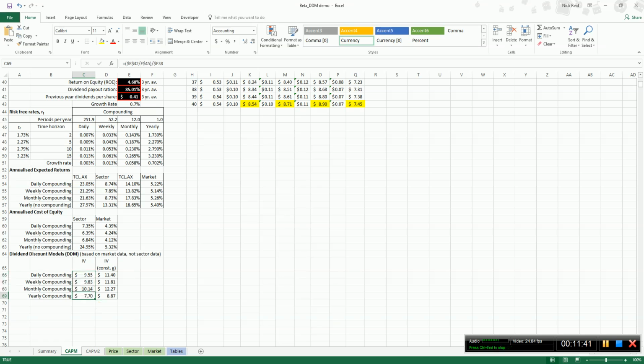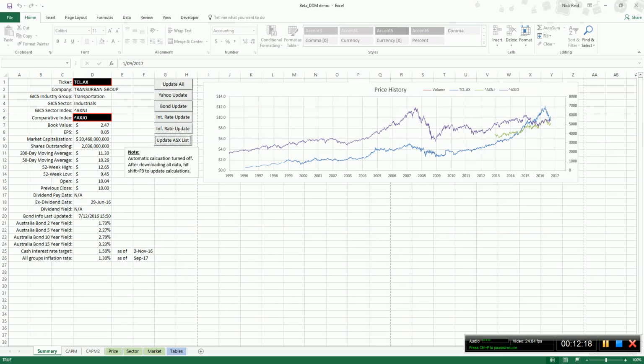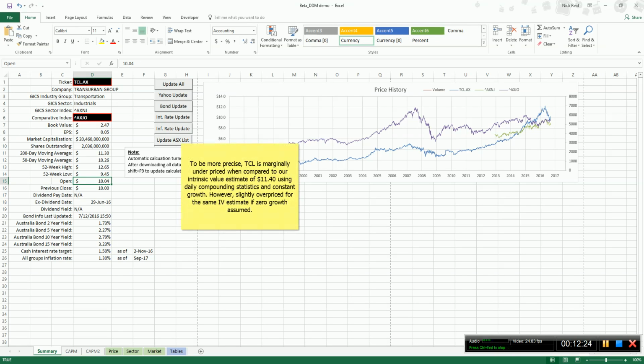When you get to yearly compounding, I don't believe it's quite as accurate, it's a little bit off. And so here we've got constant growth. So we assume Transurban is going to grow at this rate, 0.7% per annum. So we would value the stock at $11.40 or $11.81. And comparing these figures to Transurban's current price, we see that it's currently priced accurately, it's not underpriced and it's not overpriced according to our model here.